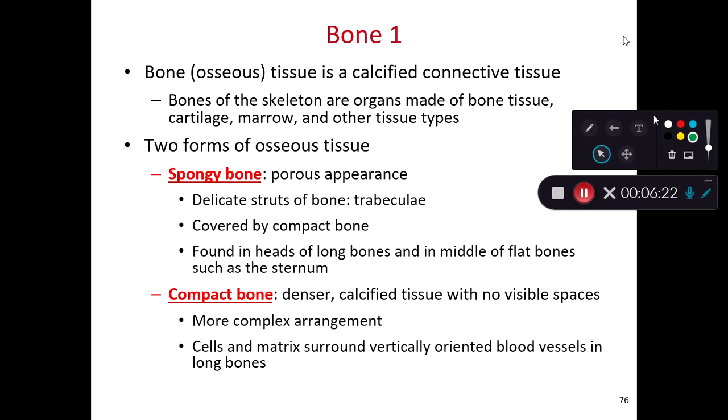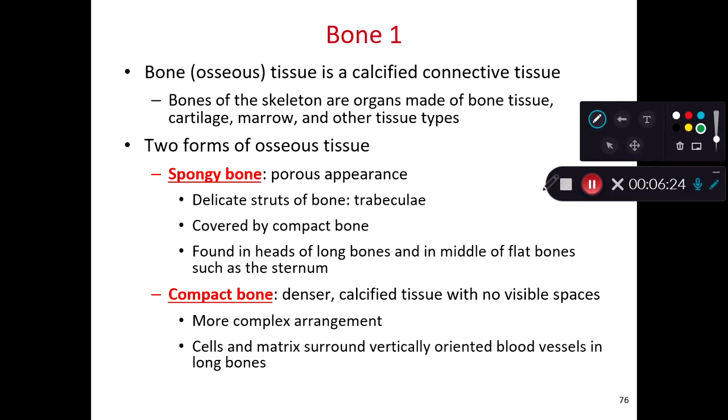As we look at bone tissue, there are two kinds of bone tissue that we typically like to emphasize. We have spongy bone tissue and compact bone tissue. These are all just generically referred to as osseous tissues or bone tissues because they have a calcified extracellular matrix. A spongy bone is going to have a very porous appearance. It's going to look like a sponge. And the individual fibers of the spongy bone are referred to as trabeculae.